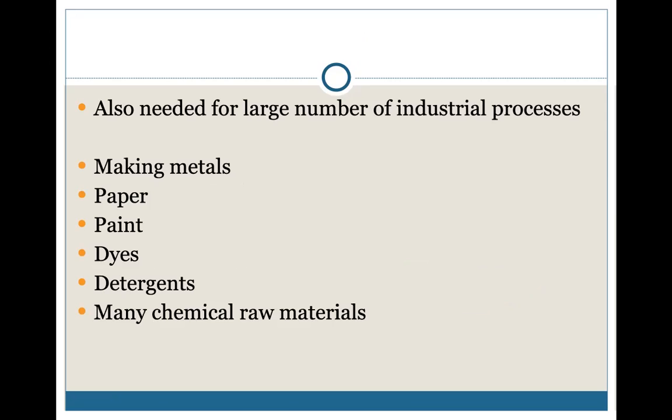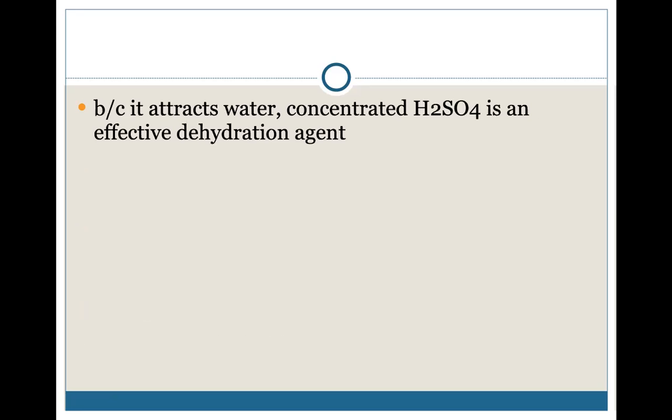And a lot of chemical raw materials that are used in other industries, like the pharmaceutical industry, are made using sulfuric acid. That's why it's the most widely used acid. Of course, it is the acid that's used in car batteries. So obviously, if you drive a car or you get driven around in a car or rely on a car in any way, shape, or form, the battery relies on sulfuric acid.